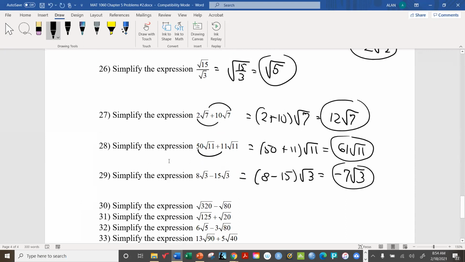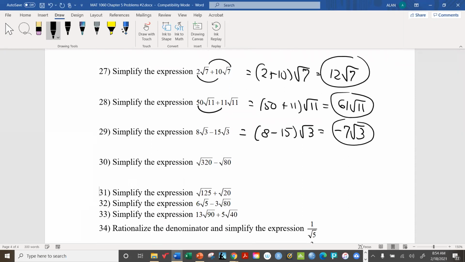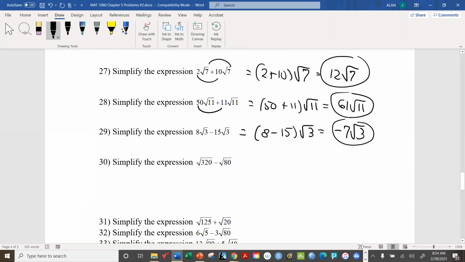Now, some of the next ones are a little bit more challenging because, well, you'll see why. Because let's say, for example, this first one. On first glance, you might say, I don't think we can combine these, but watch what happens here.